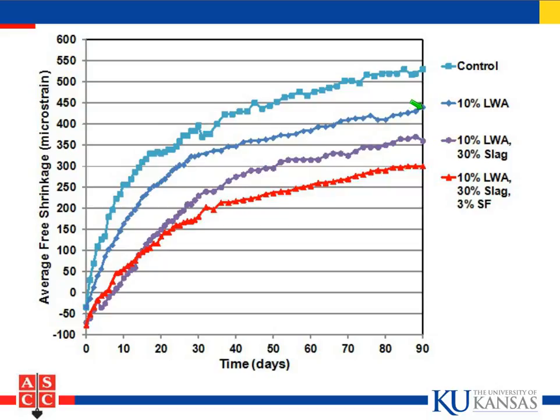And then we combined that lightweight aggregate with a replacement of cement using slag cement. This is a 30% volume replacement of slag cement. We got an additional reduction. And finally, we had another replacement of cement with 3%, again by volume, with silica fume, in addition to the 30% slag, and had another boost. And so you can see we have a synergistic effect. They all seem to work together and help reduce the amount of shrinkage, and in turn the amount of shrinkage cracking that you're going to have.